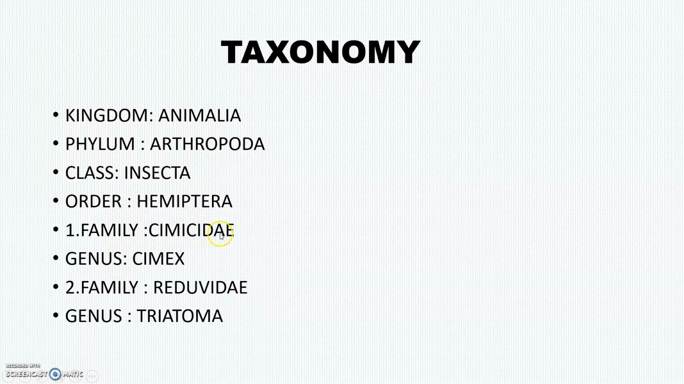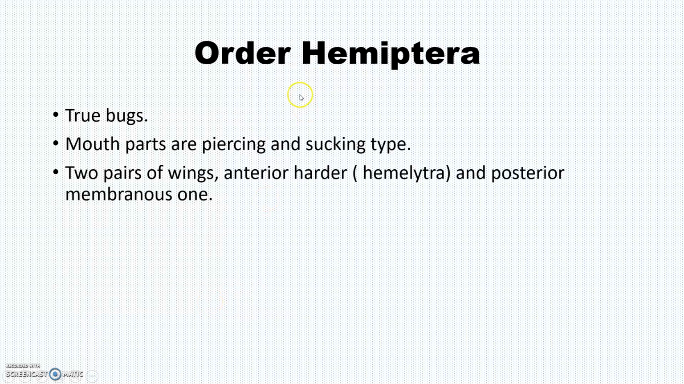The first one is Cimicidae, which has the genus Cimex, which is very important, the bedbug. And the next family is Reduviidae, and the genus is Triatoma, which is the cone-nosed or the kissing or the assassin bug, which is very important in case of Chagas disease. So the order Hemiptera consists of true bugs. The mouth parts are piercing and sucking type.